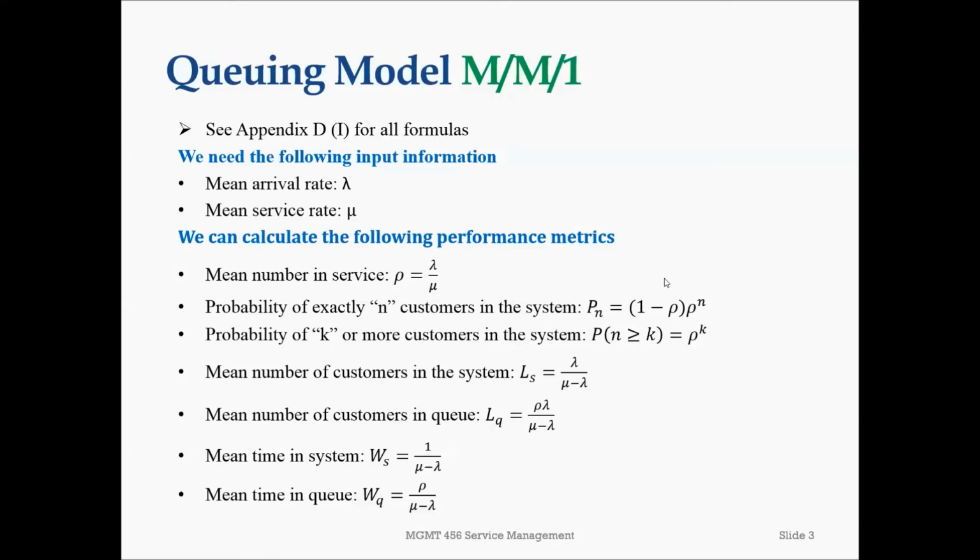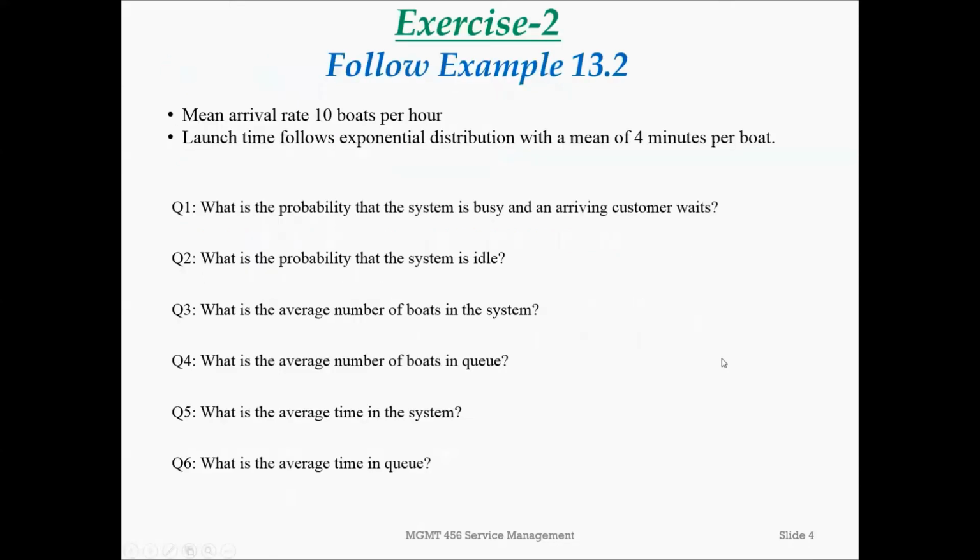Now, let's go to exercise question 2. You can follow example 13.2, which was covered in class. Let's read the question. First of all, the mean arrival rate is 10 boats per hour. In other words, this is lambda. Lambda is 10 boats per hour.